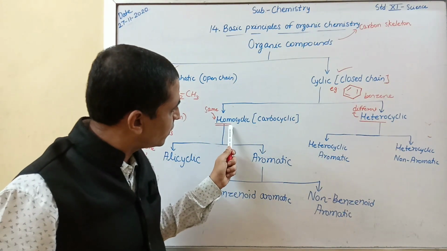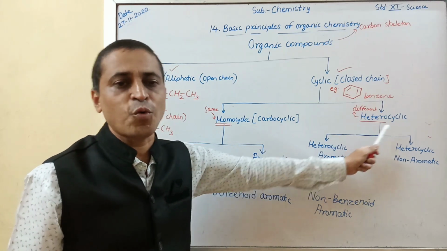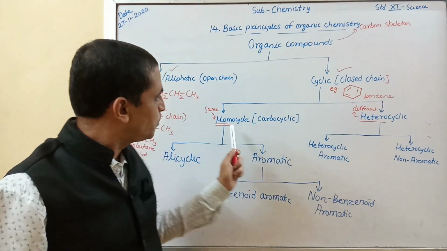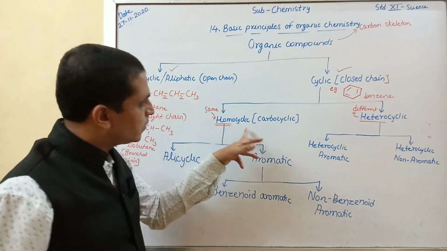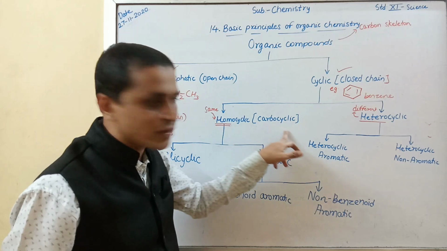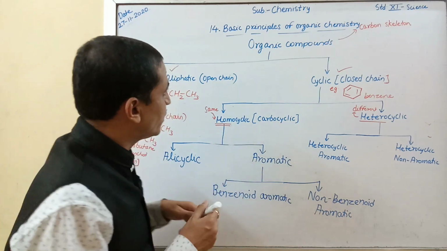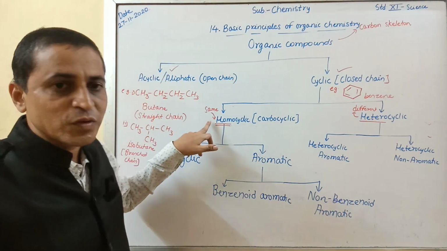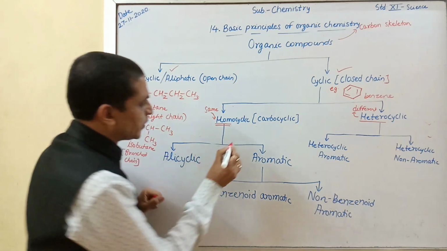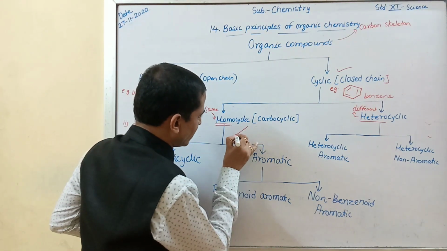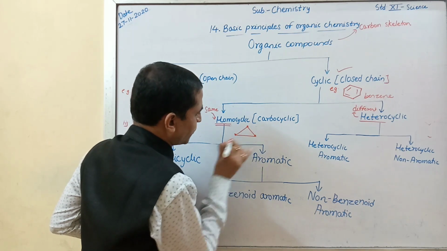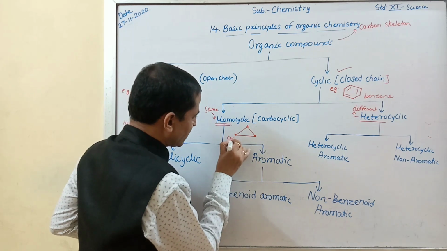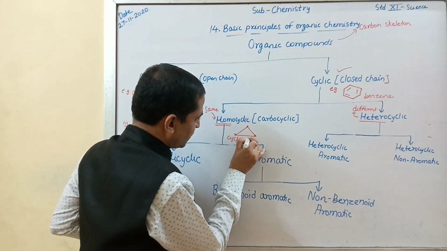Now, homocyclic and heterocyclic both are cyclic compounds. But see what happens in homocyclic compound. Homocyclic compounds are also called carbocyclic. Homo means same, meaning these organic compounds contain a ring of the same carbon atoms. If I take this, it is carbon, carbon, carbon. Its name is cyclopropane.